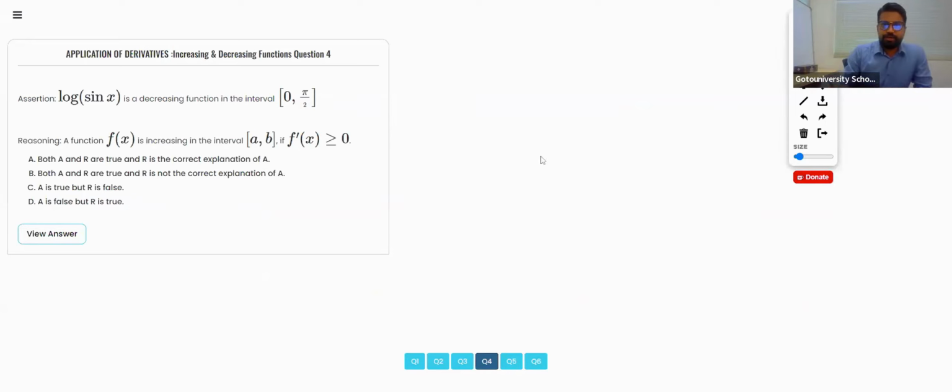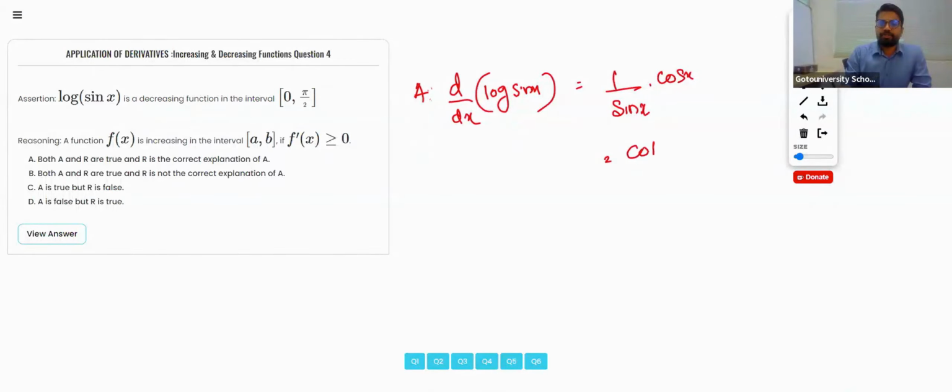It's an assertion reasoning question. Let's see the assertion. The assertion says log sin x is a decreasing function in the interval 0 to pi by 2. So let's differentiate and check. Shall we? Yes. So what is d by dx of log sin x, which is 1 by sin x into cos x, which is actually cot x.